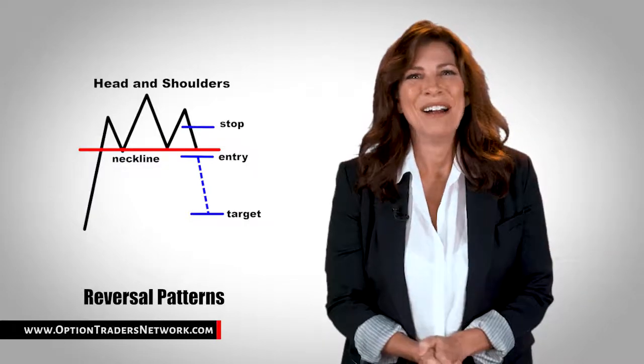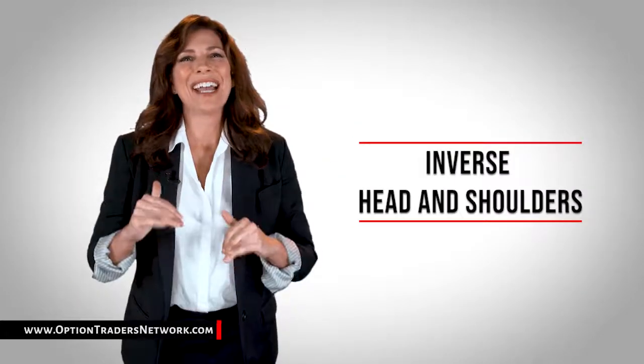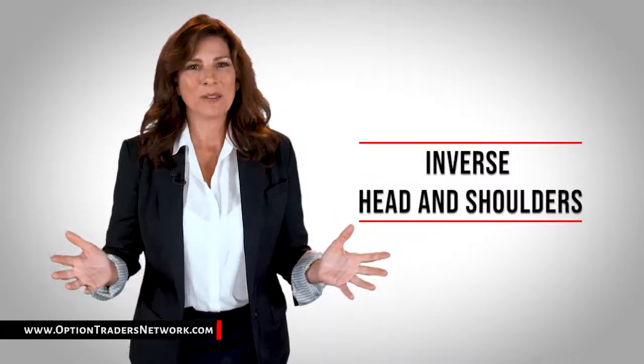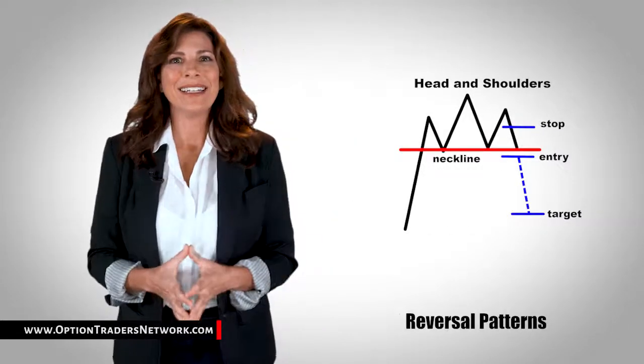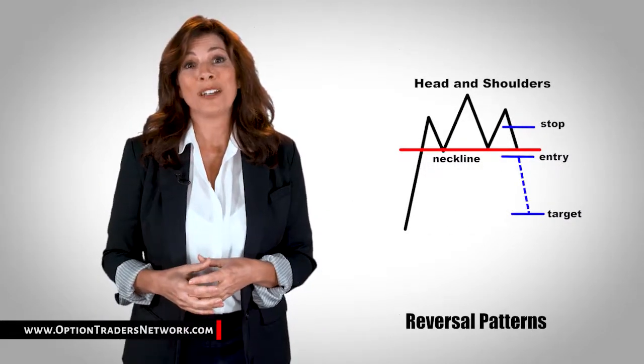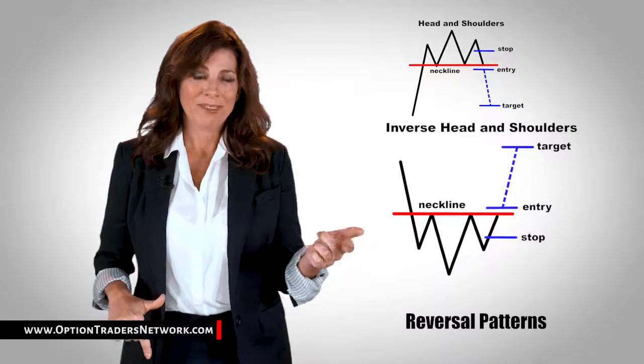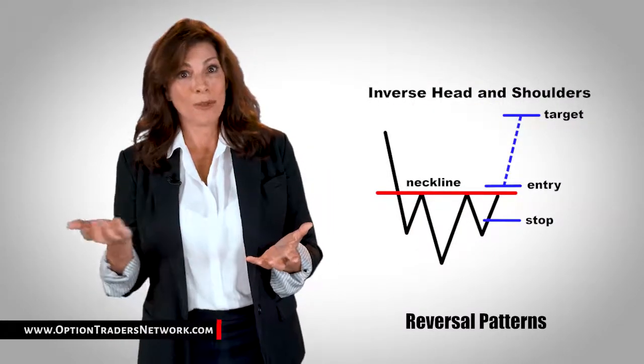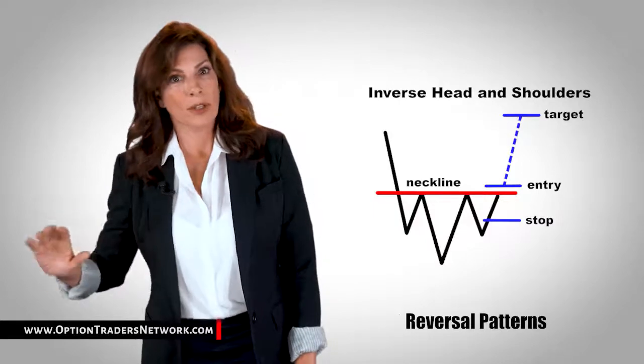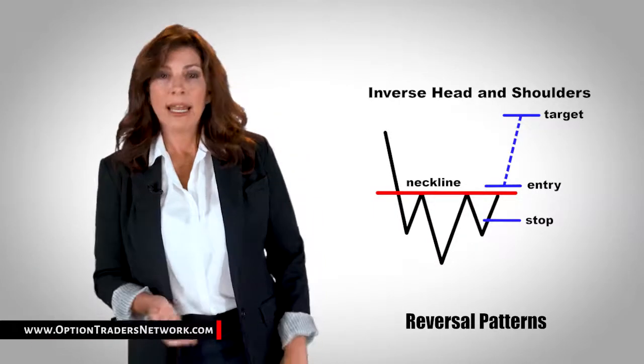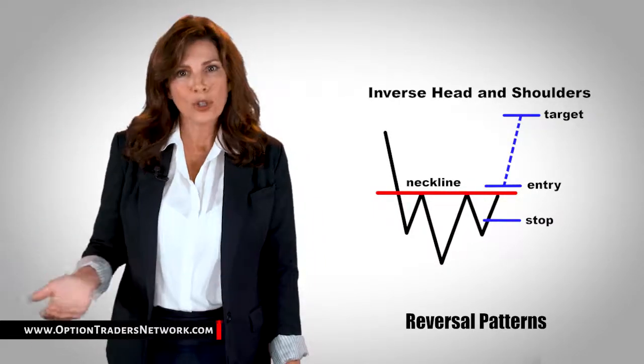Come on. Inverse head and shoulders. The name speaks for itself. It is basically a head and shoulders formation, except this time it's upside down. A valley is formed, shoulder, followed by an even lower valley, head, and then another higher valley, shoulder.